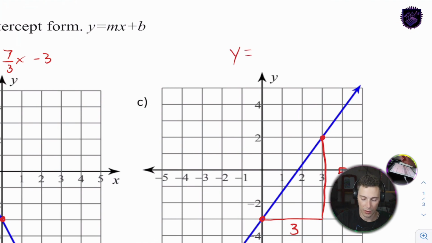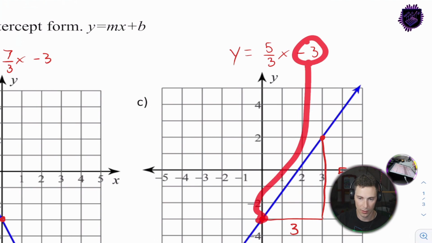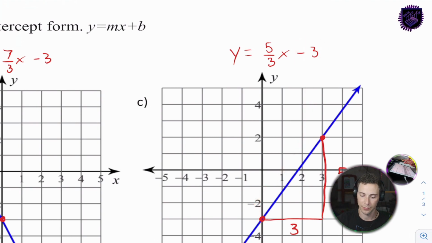Y is equal to the slope, 5/3 times x plus, nope, minus 3, because that y-intercept is down here. This y-intercept is right here where it intercepts the line.